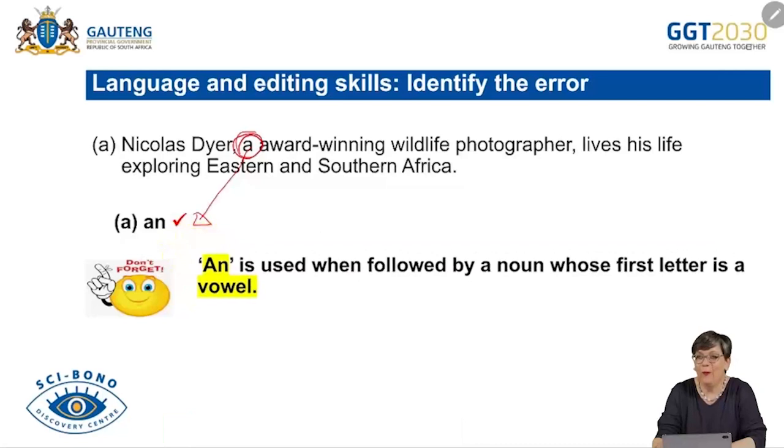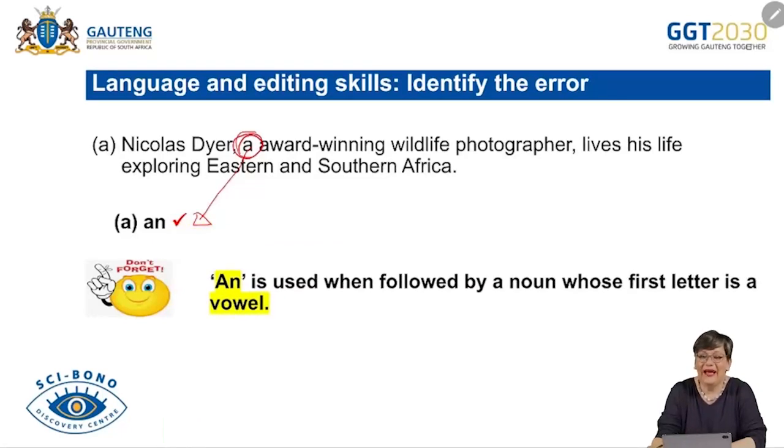Now, what is the rule? An is always followed by a noun where the first letter is a vowel. Remember, the first letter of award is a vowel, and for that reason we have to make it an award. Right.